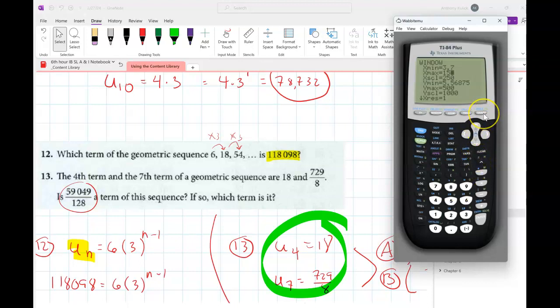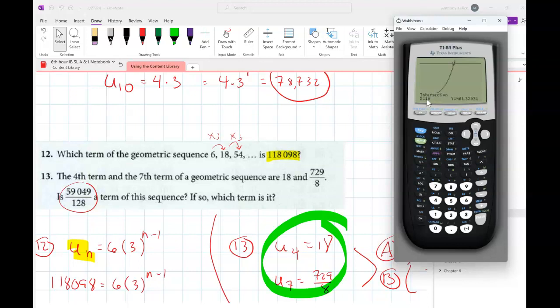Was that 7.3 for me? That's probably enough. Oh yeah, it is. And there's my intersection that I'm going to be looking for. So I'm going to do the intersect command. I'm going to press second and trace. Do intersect, enter, enter, enter. And the X value I got is 10.